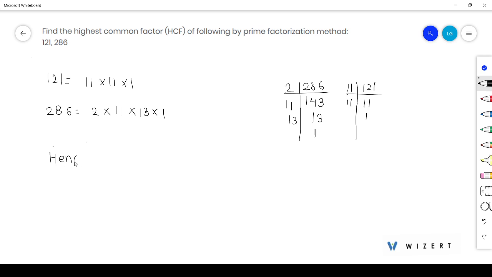Hence, the highest common factor of 121 and 286, we can observe here, is 11.